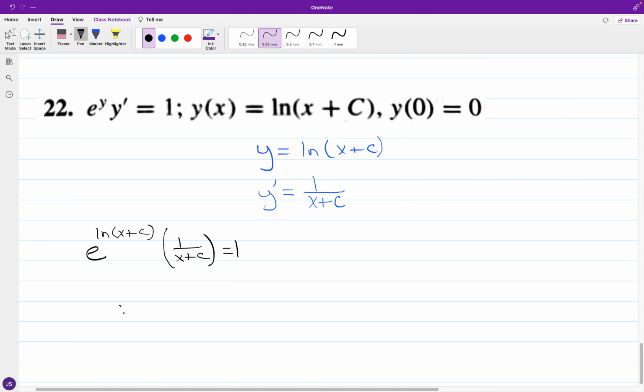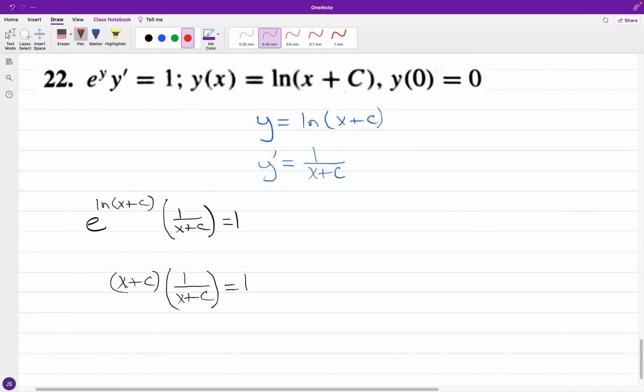Again, e to the natural logarithm of the quantity of x plus c goes directly to x plus c, and times the multiplicative inverse of x plus c. Left-hand side is going to go to 1, and that's going to be equal to the right-hand side itself. You have that 1 is equal to 1, so y is going to check out. Now for satisfying what we have for y naught is equal to 0.